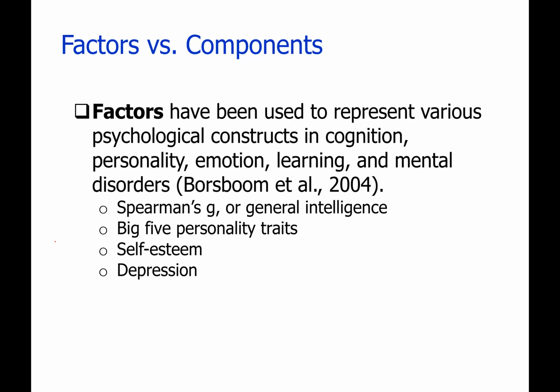In the literature, factors have been used to represent various psychological constructs or attributes in cognition, personality, emotion, and psychological disorders. I'm not sure that using factors to represent psychological constructs or attributes is theoretically the right choice, but this is what has been done in the literature for many, many decades. And here are some examples of such constructs represented as factors: general intelligence, the Big Five personality traits, self-esteem, depression, or preferences. All these have been represented as factors in the literature.